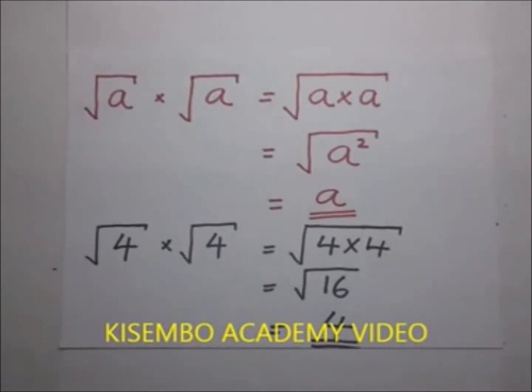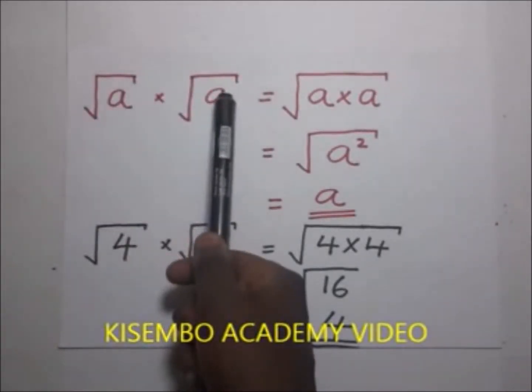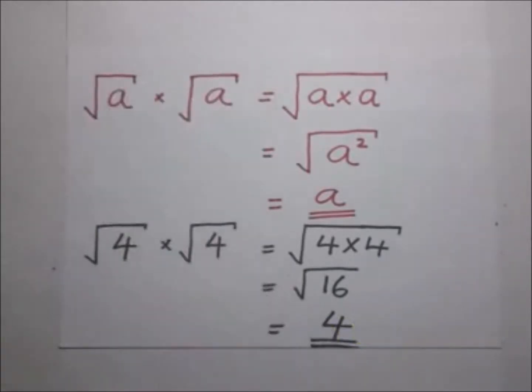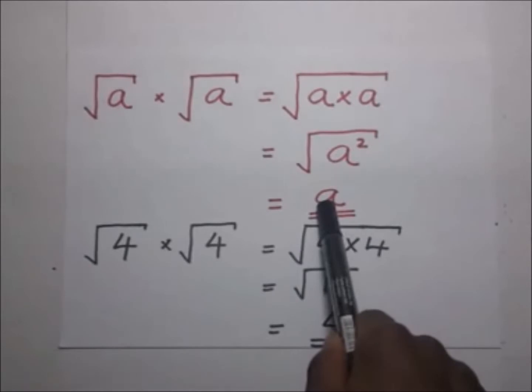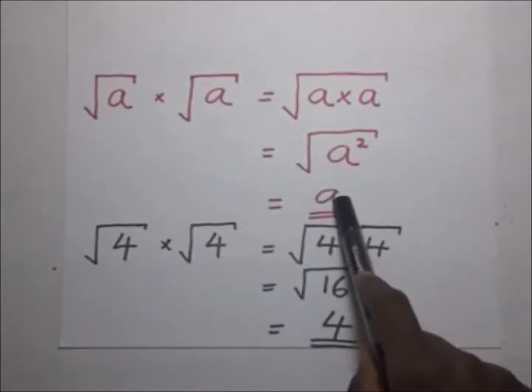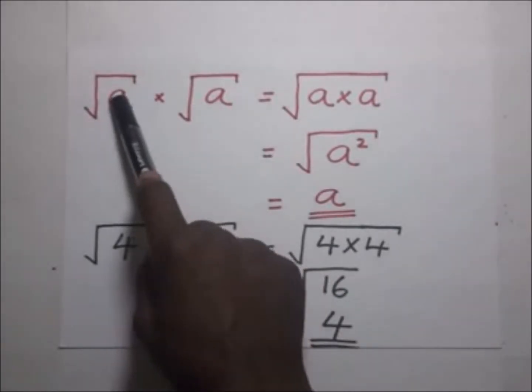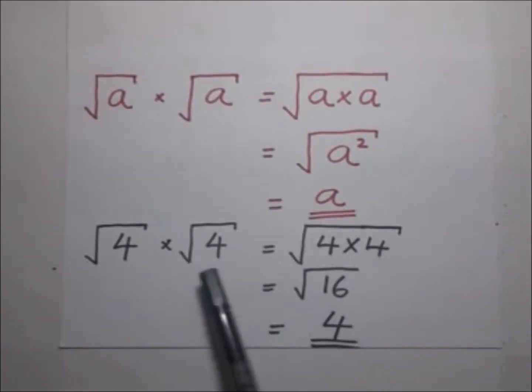In our previous videos we also explored that when you're multiplying the same surd twice, for example the square root of a times the square root of a, you're bound to get that very number. If it's the square root of 100 times the square root of 100, you're bound to get 100. If it's the square root of 20 times the square root of 20, you're bound to get 20. And we illustrate it here using 4.